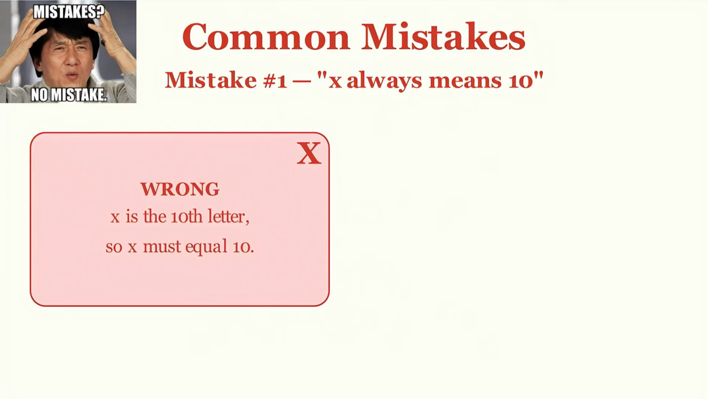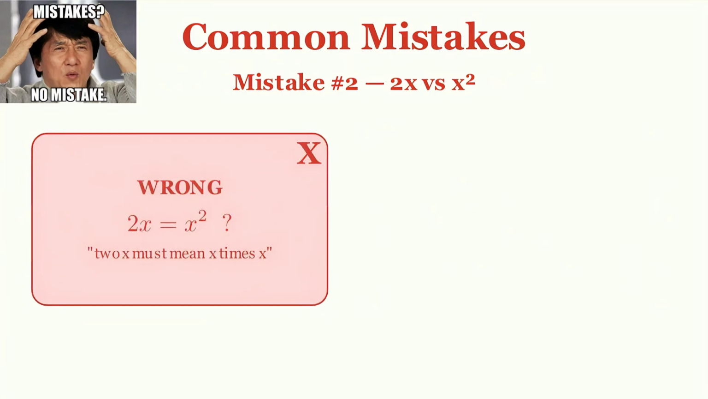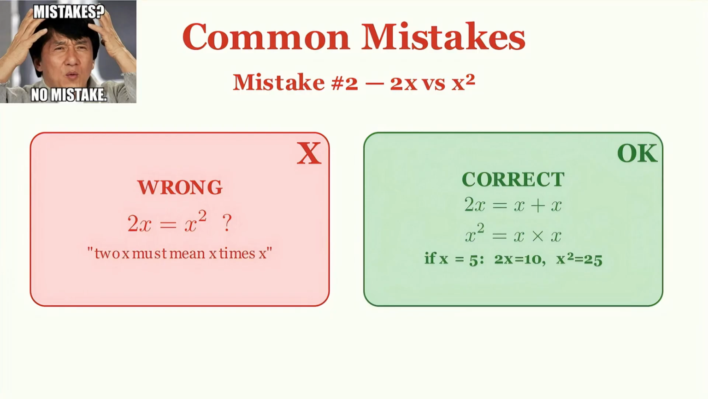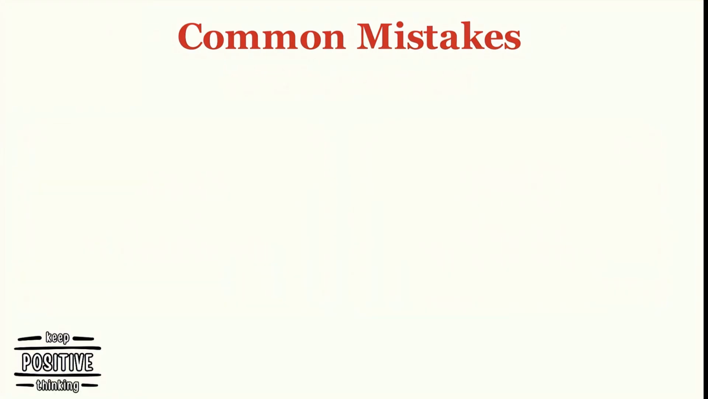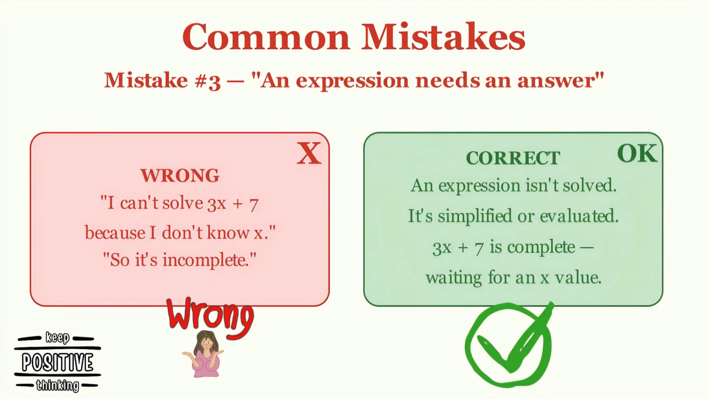First mistake, thinking x always equals 10 because x is the 10th letter. Nope, x can equal anything. It's a placeholder, not a fixed value. Second, confusing 2x with x squared. 2x means x plus x. X squared means x times x. If x is 5, 2x is 10, but x squared is 25. Completely different. Third, thinking an expression needs to be solved. It doesn't. 3x plus 7 is already complete. It's a phrase. It's waiting for an x value.